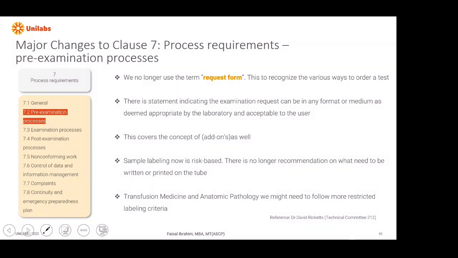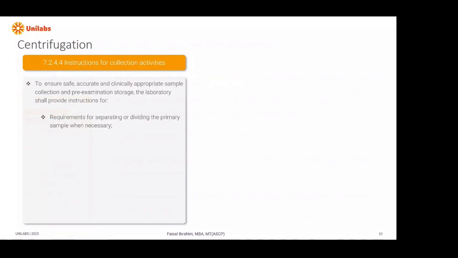Also there's the concept of add-on test. We know many times you will have a test in the lab, you have a tube, and then the physician will call and you will need to add on an additional test. We just need to be careful with a couple of departments, transfusion medicine and anatomic pathology, because we need to follow more restricted labeling criteria. And I think that was a recommendation by Dr. David Richters in a webinar he did, I think, a couple of months ago. So I thought I'd share it with you.